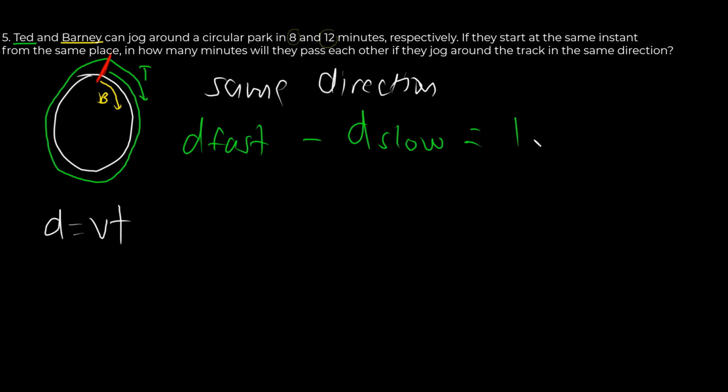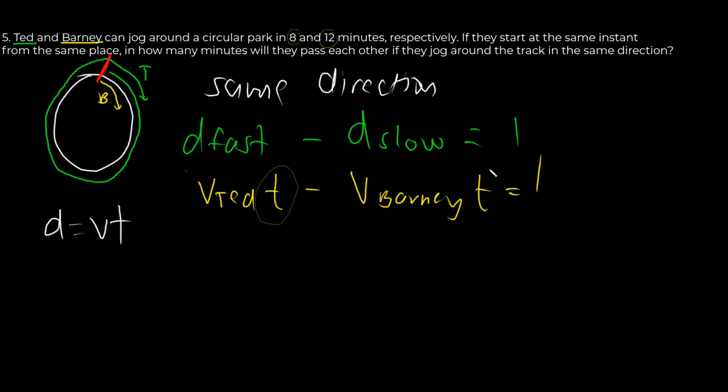we substitute into the previous equation. So, velocity of Ted times time minus velocity of Barney times time is equal to 1. This time t is the time they will pass each other, so that is the value we need to get. The problem is we don't have the velocity of Ted or of Barney. But the time of both is given.